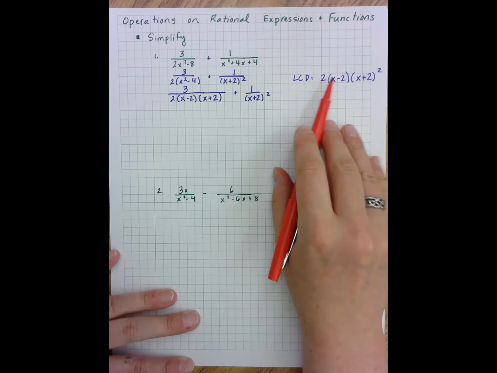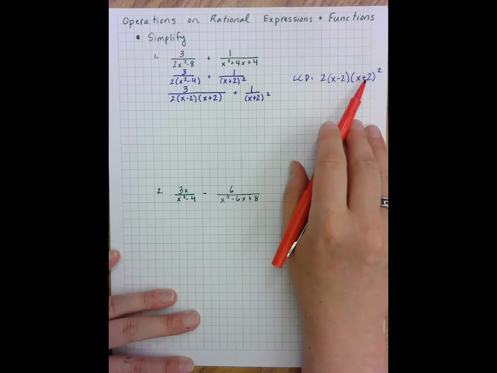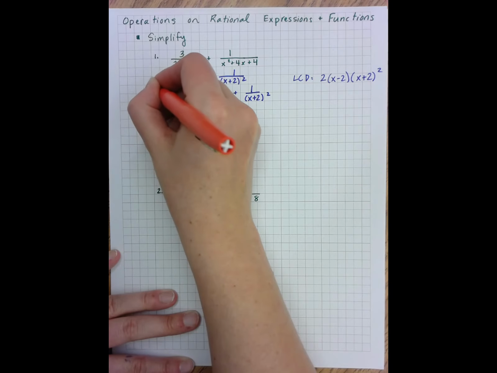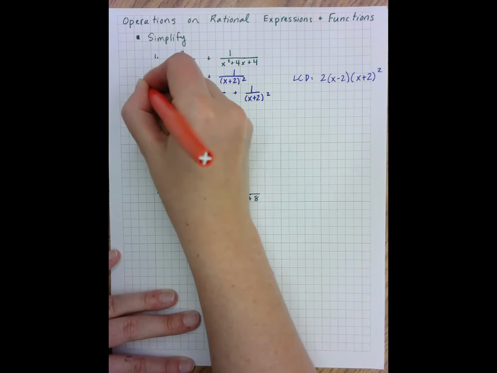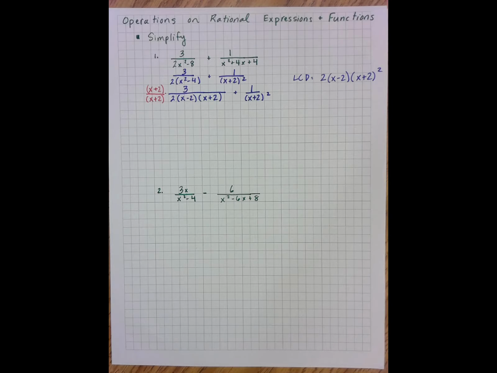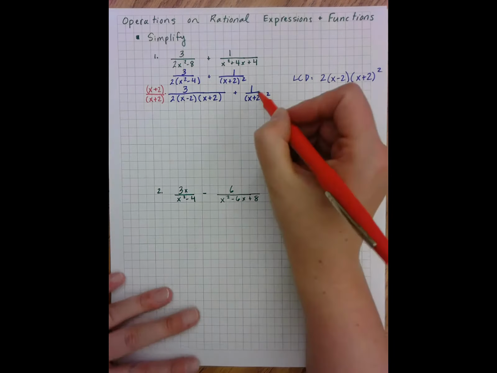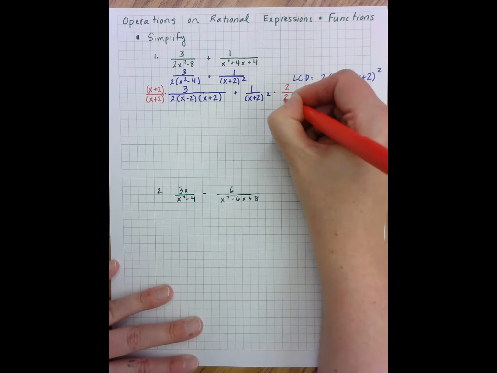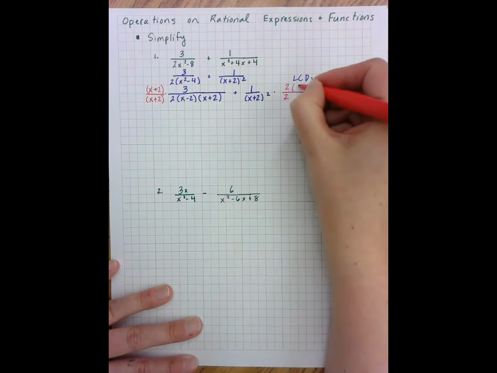I have the 2, I have the x minus 2, but I only have one x plus 2. So I'm going to need to multiply this by an x plus 2 over x plus 2. Remember, I'm not changing the value of this fraction, which means I have to multiply the top and bottom by the same thing, because x plus 2 over x plus 2 is 1. In my second fraction, I am missing the 2, and I am missing the x minus 2.